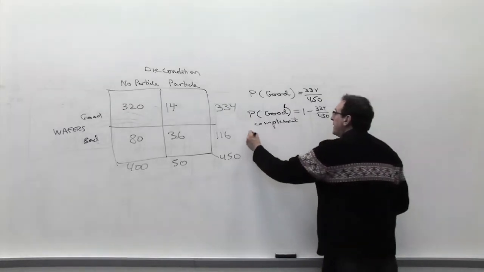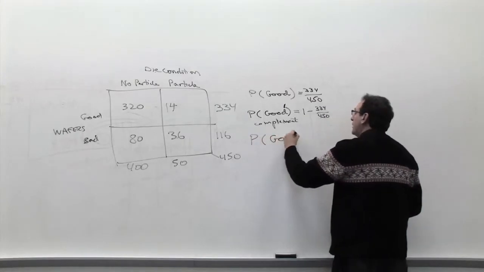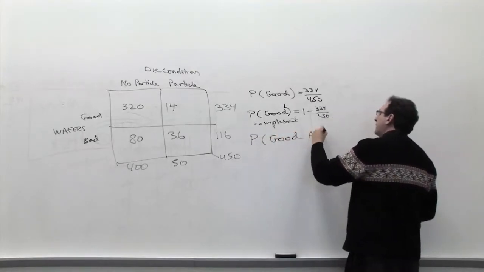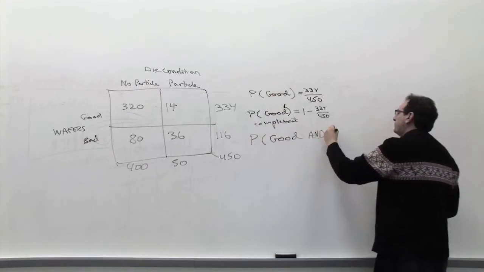The next probability is the chance that it's good and, let's say, no particle.